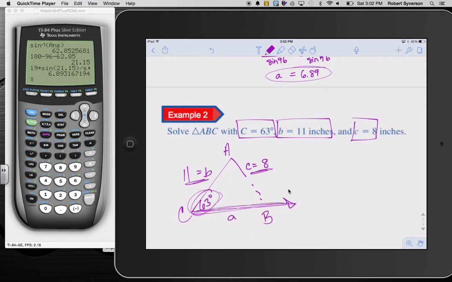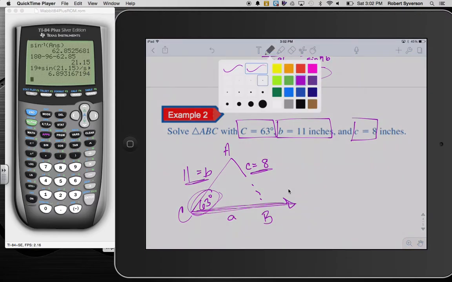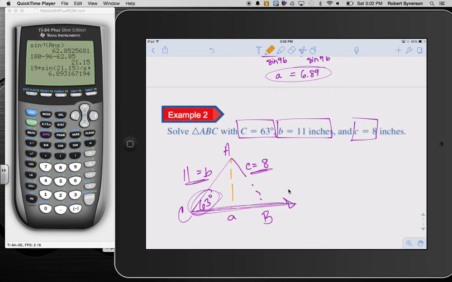So I'm going to have the situation where I need to compare everything to the altitude of the triangle. So here's my altitude. And that altitude will be found by taking the adjacent side, 11, times the sine of the angle. So 11 times the sine of 63. My calculator is still in degree mode from my last video, so I don't have to check for that. So I'm just going to do 11 times the sine of 63. And that comes out as 9.8.